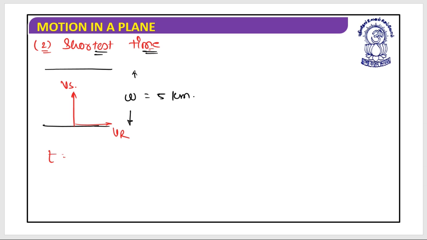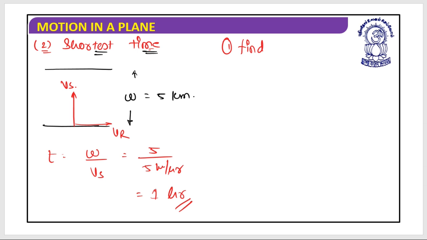So time taken is W by Vs. This is 5, and again this is 5 kilometer per hour. So this will require 1 hour to cross the river. I hope these things are clear. Is it clear? Okay. One more thing. If they want to add here that find drift as well.